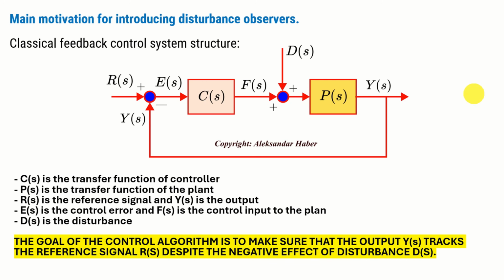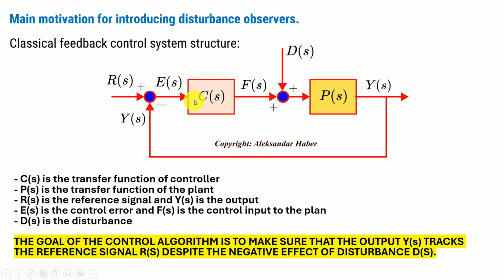First, we explain the main motivation for introducing disturbance observers. Over here, you can see a block diagram of a classic feedback control system. All the signals are in the complex Laplace domain. That is, whenever you see S on this block diagram or somewhere else in this tutorial, you should know that S is a complex Laplace variable.